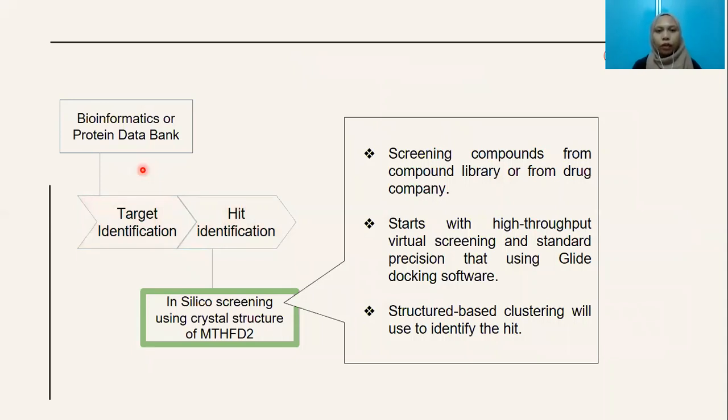For the hit identification, millions of chemical compounds can be obtained from the compound library or from a drug company, which we will screen using in silico screening, such as high throughput virtual screening and standard precision using Glide docking software, as well as structure-based clustering to identify the hit. All of the screening is done with the crystal structure of MTHFD2, which is the target of our drug discovery.